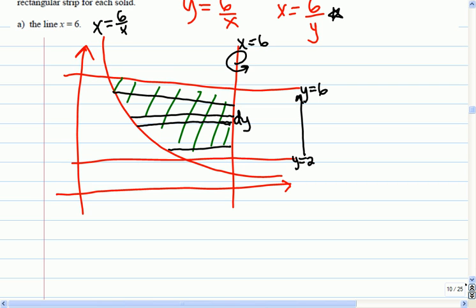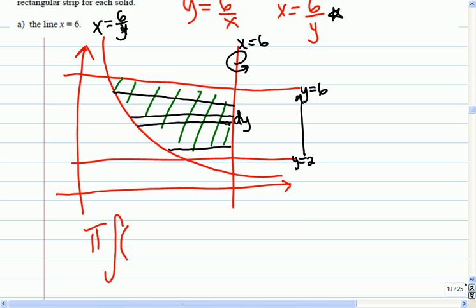It's going to be pi, and I need a radius function. So what do you think? What could be a possible radius function? It is 6 over y. Okay. So what's a radius function if I do the disk method? Pi r squared, but what's my radius? Yeah, the big one minus the small one.